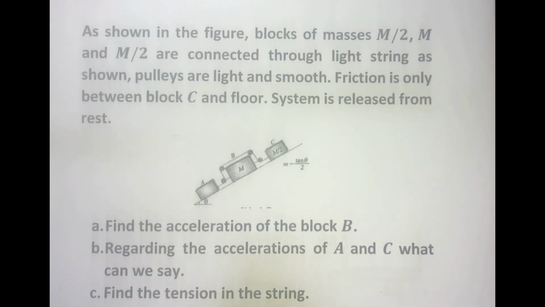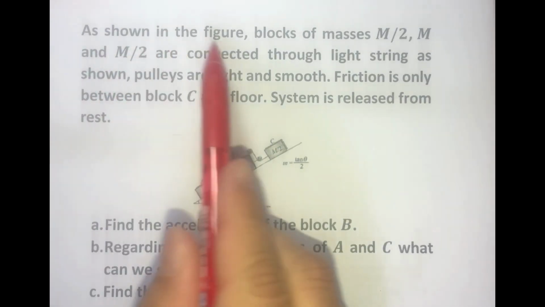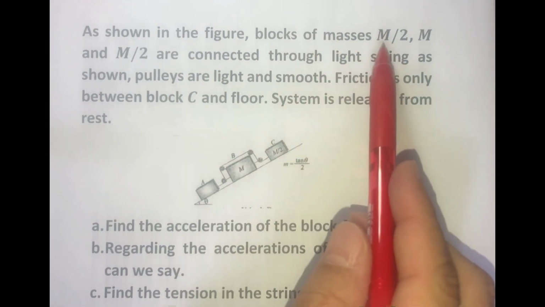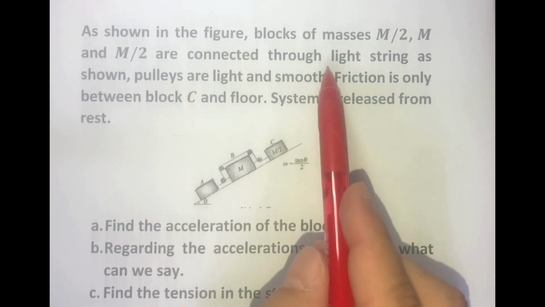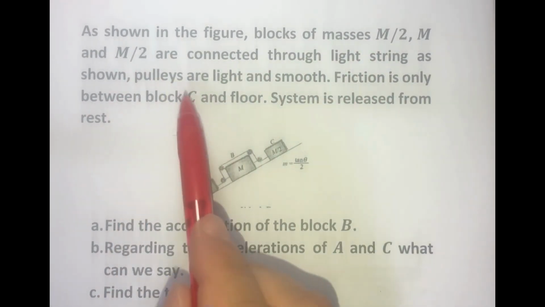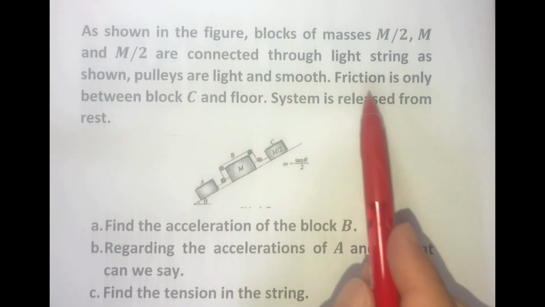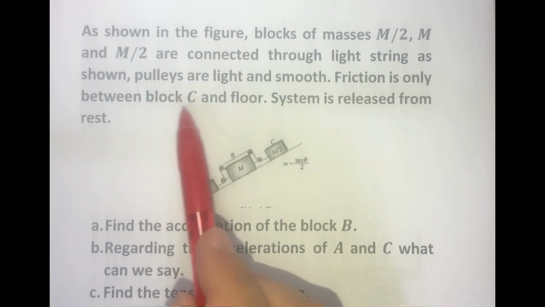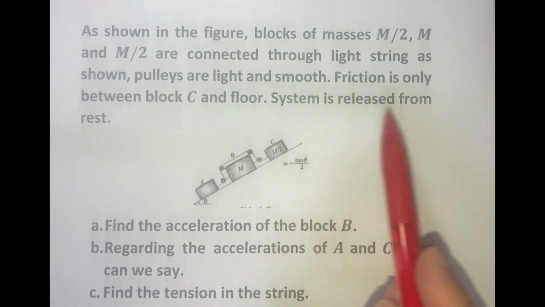Hello friends, in today's question, as shown in the figure, blocks of masses m/2, m and m/2 are connected through a light string. As shown, pulleys are light and smooth. Friction is only between block C and the floor. The system is released from rest.